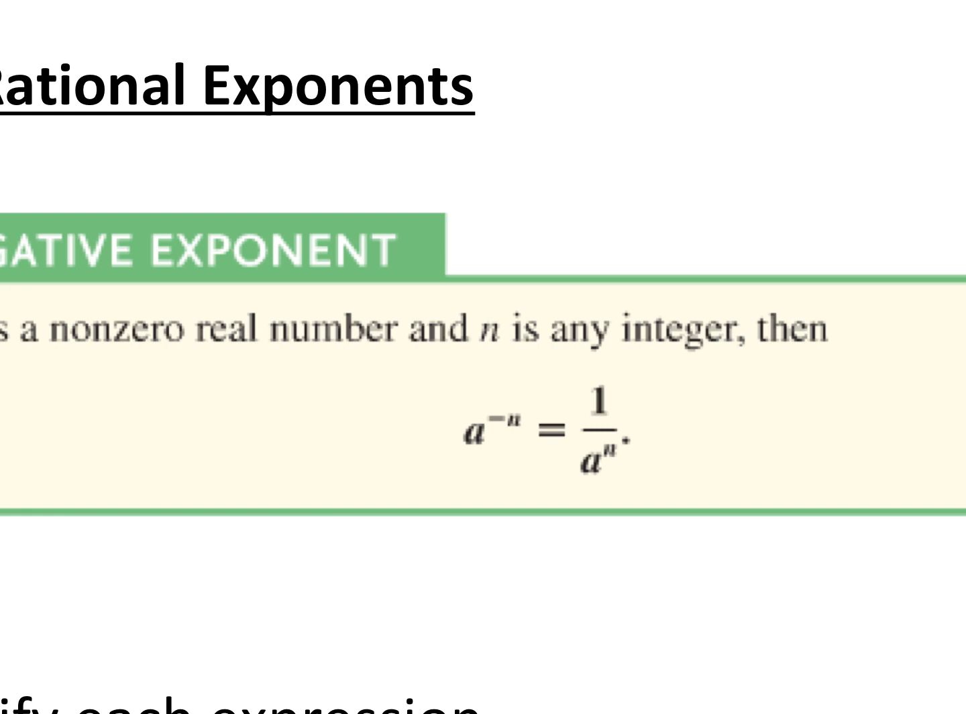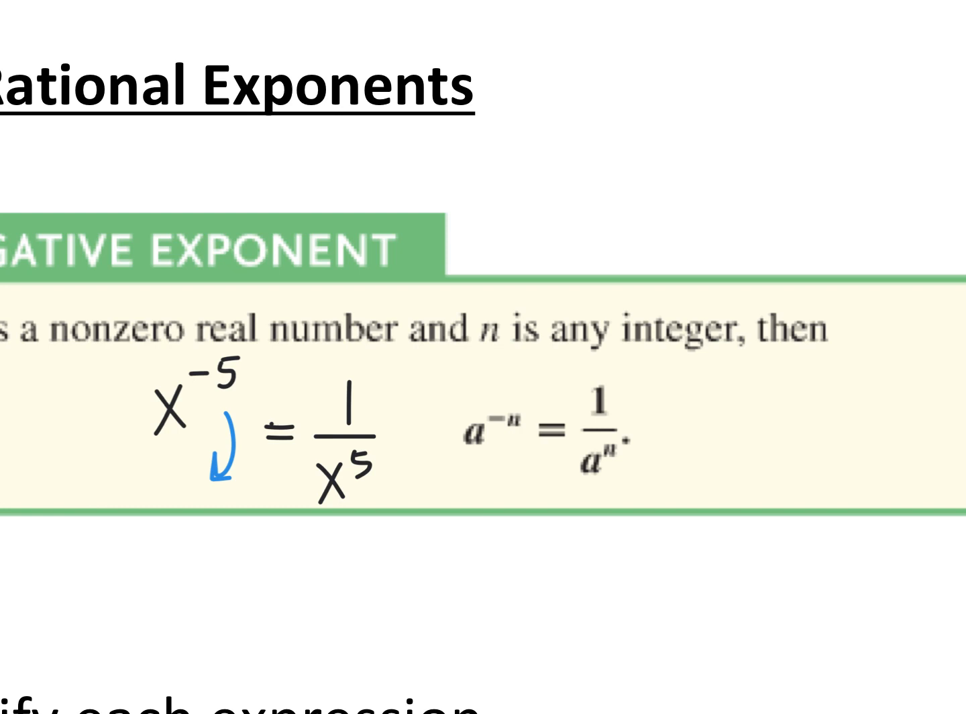So here's 2 examples for you. If I had something like this, where I just had an x to the negative 5, I have to move it to the other side, the whole thing, okay? And it would become 1 over x to the positive 5.